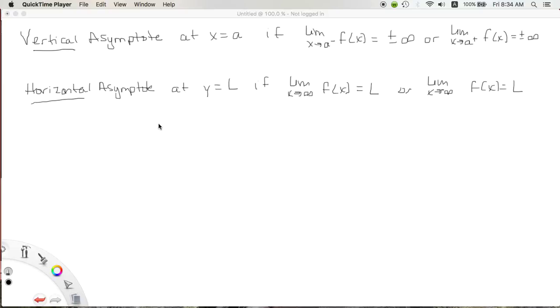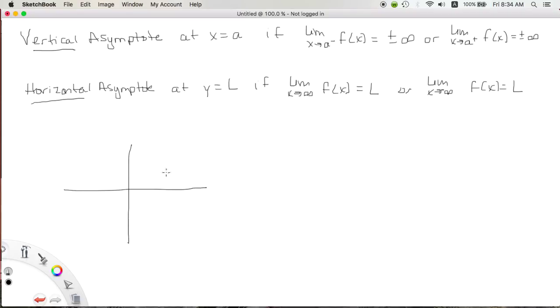Limits are very useful when we start talking about asymptotes, and these are limits that involve infinity. A vertical asymptote, remember that's a vertical line up and down, of x equals a. If we have a function with this vertical asymptote, what that means is you have one or both sides heading towards infinity, whether you come from the left or the right.